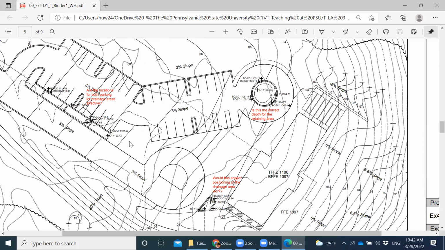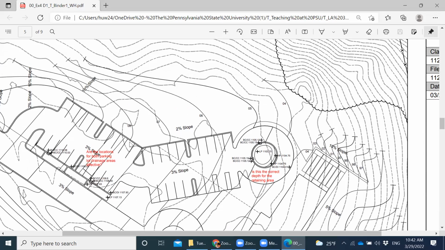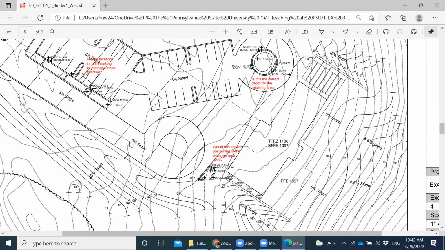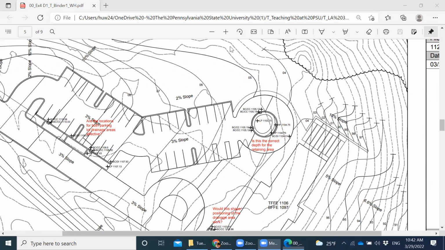Are the locations for both parking lot drainage areas effective? And here we have, is this the correct depth for the retaining area? Would this shape positioning of the drainage area work? So I'm seeing a very small swale line here.